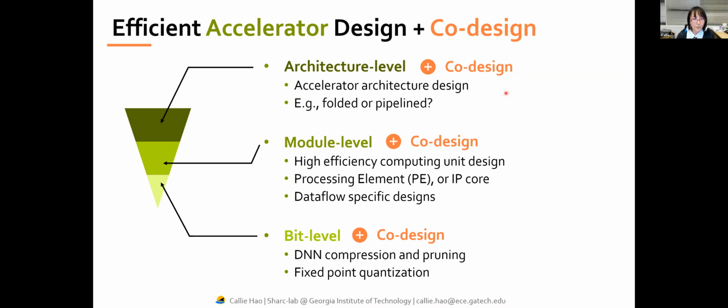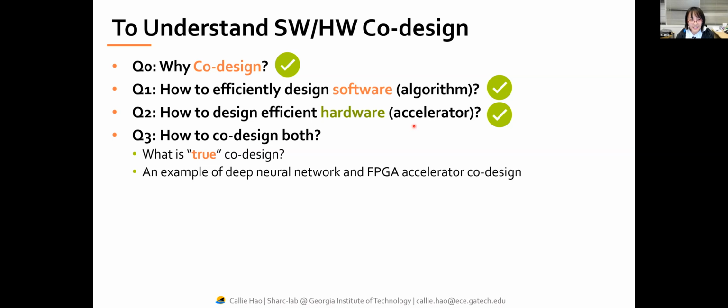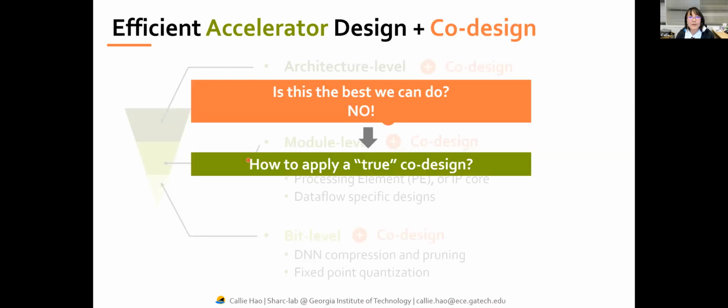Okay, so now we have covered the second question, how to design an efficient hardware accelerator. And now is the most important one, how to co-design both. And what do I mean by a true co-design? Let's think about this. We have discussed the accelerator design plus some level of co-design. Well, is this the best we can do? Of course, the answer is no. Otherwise, there will be no follow-up research. We can do much, much better than this. Well, then the question is how to apply a true co-design.